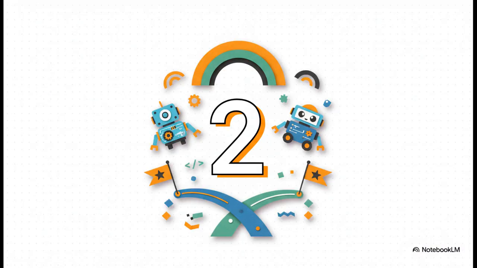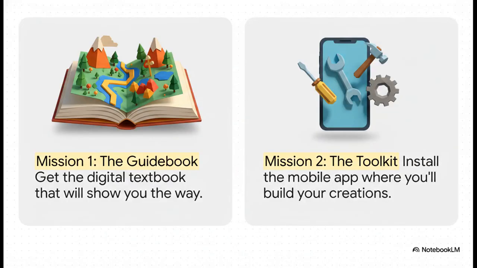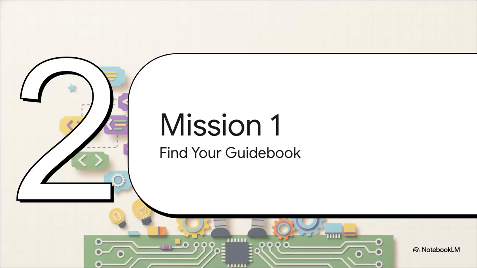And you want to know the best part? This whole big quest, it's just 2 missions. That's it. 2 simple, easy steps. We're going to fly through this. Okay, so here's the game plan. Mission 1, we get our guidebook. That's basically the digital textbook that's going to guide you on your journey. Then, mission 2, we install our toolkit. That's the mobile app, where all the magic happens and you build your creations. So a map and some tools, simple enough, right? Let's go grab them.